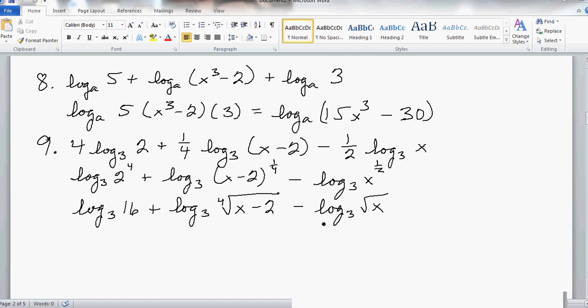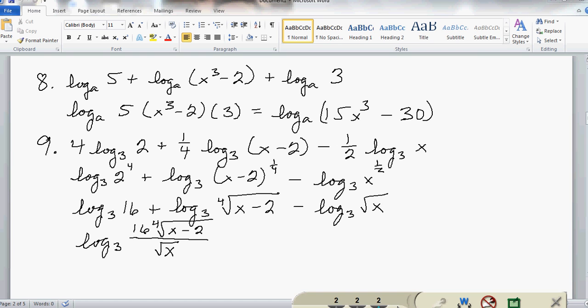Now we finally deal with the pluses and minuses. We need to remember that the pluses mean they're multiplied and the minus means they're divided. So we've got our 3 logarithms, but now it's time to combine them into one. Log base 3 of, okay, this is going to be 16 times the 4th root of x minus 2 all over the square root of x. And there is our single logarithm.